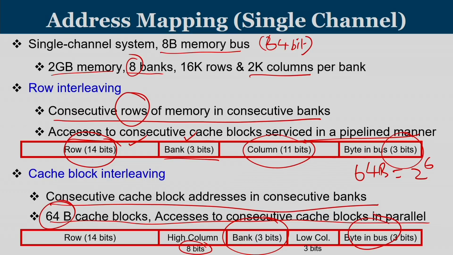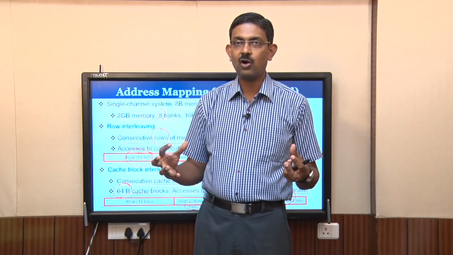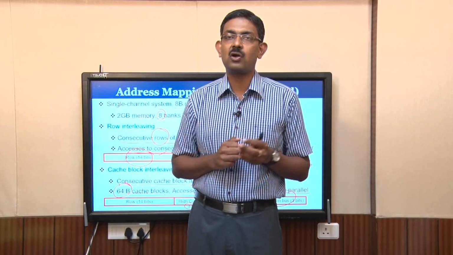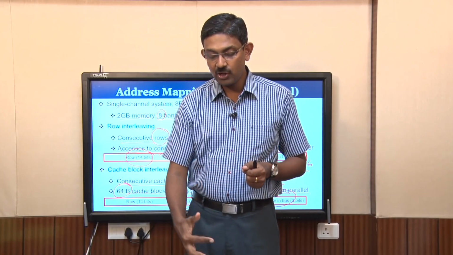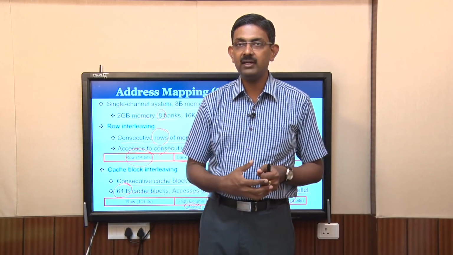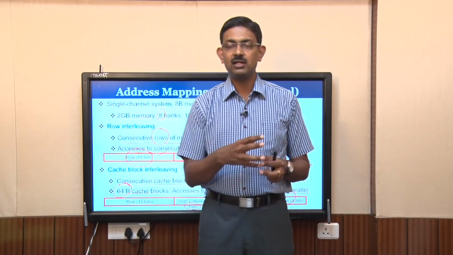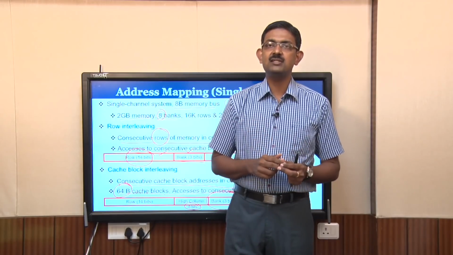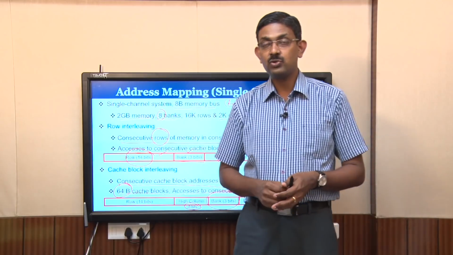So what happens in cache block interleaving is, out of the total column bits, you are going to fragment the column bits and insert the bank bits inside this. So depending on your requirement, let's say you want row interleaving, use the address mapping accordingly. The DRAM controller can apply a bit of intelligence and give the addresses in such a way that will suit our requirement.